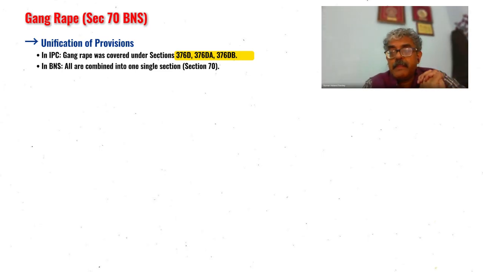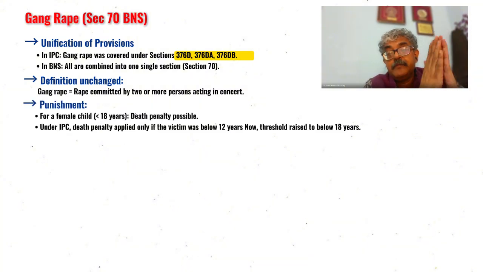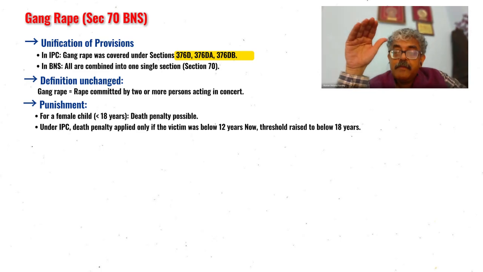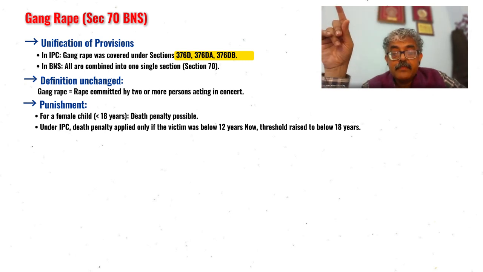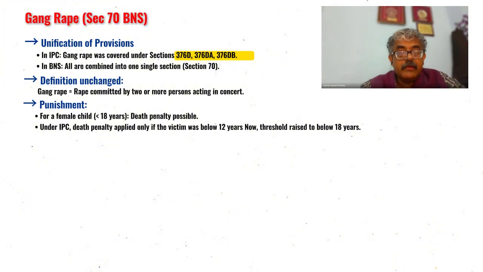But then the definition elements of gang rape have not been changed. And another key change is the punishment for gang rape of a female child. That means a female child under the age of 18 years may attract the death penalty now. Whereas under the IPC, death penalty was prescribed for gang rape only when the girl child was under 12 years of age.